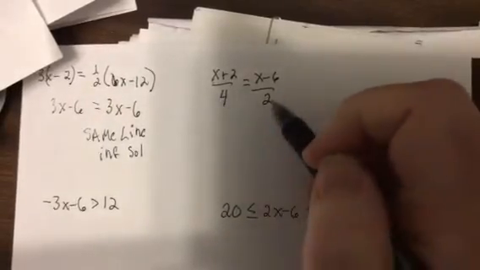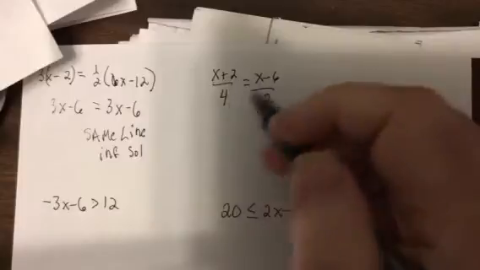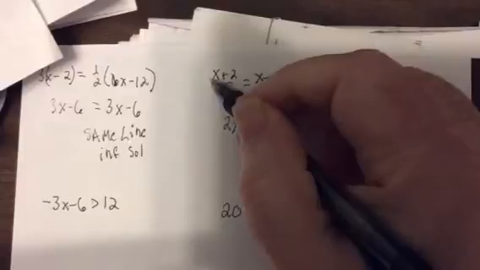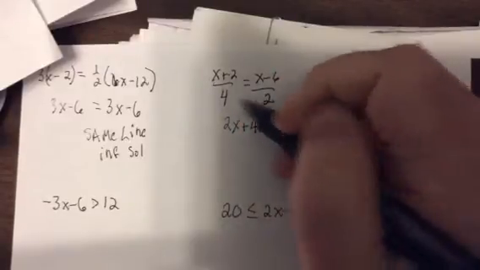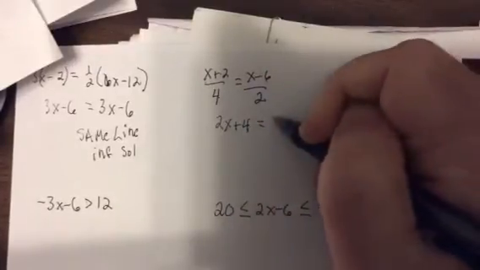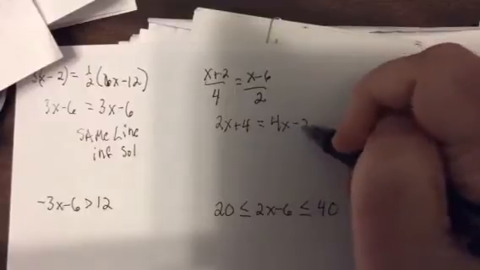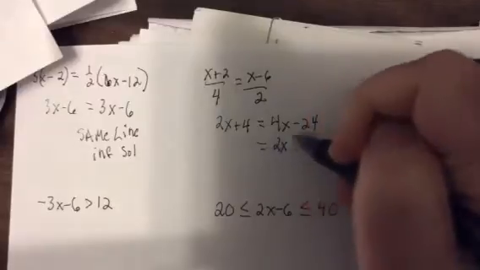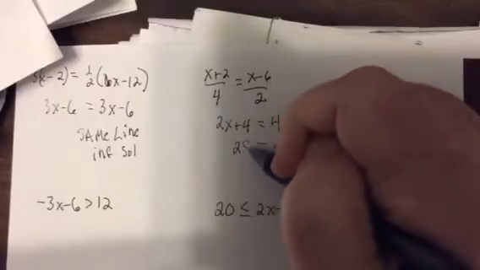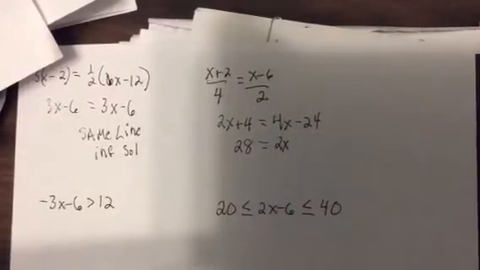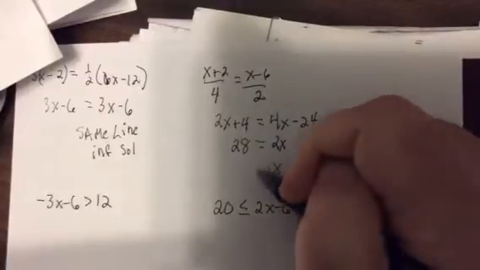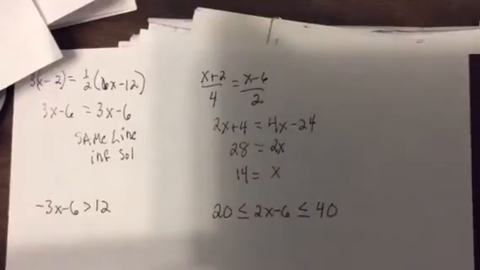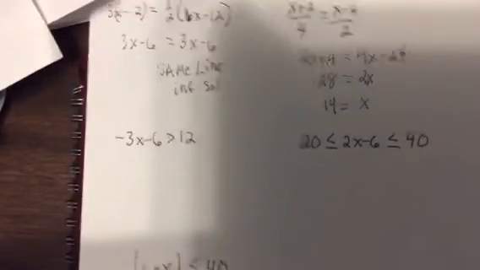Oh, fraction equal fraction, so you cross multiply. So that'd be 2 times x plus 2, which is 2x plus 4, equals 4 times x minus 6, which would be 4x minus 24. So subtract 2x, add 24, and then divide by 2, so x equals 14. So if the highest power is 1, we always want variables on one side, numbers on the other.